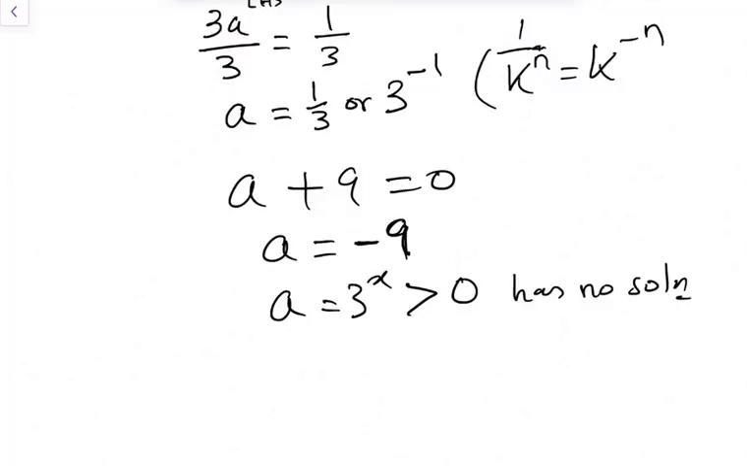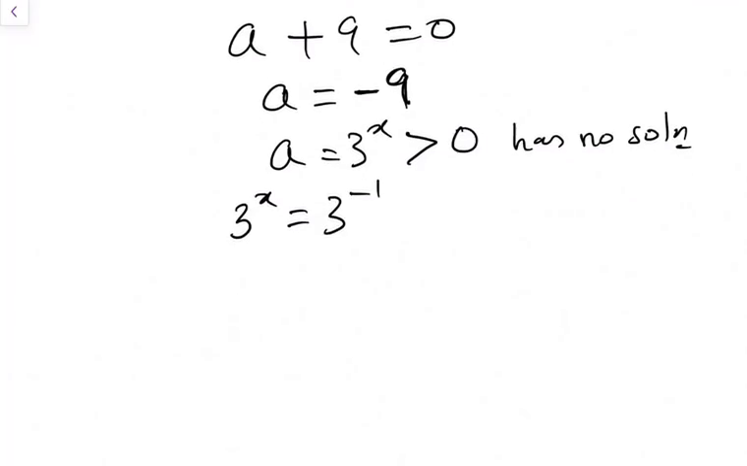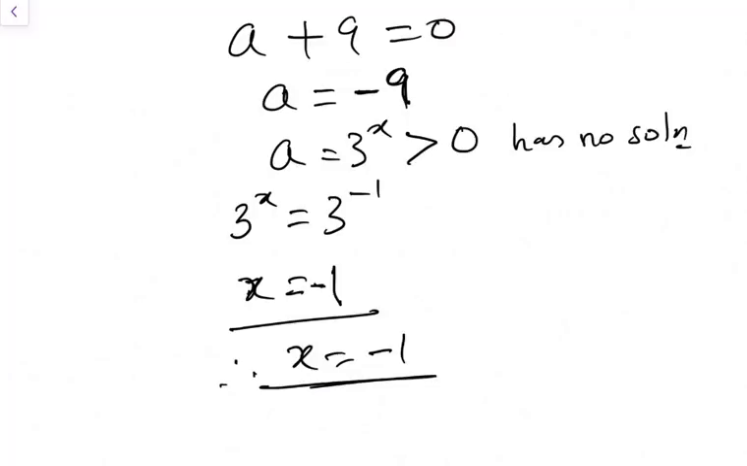But let's go back to the first one, which is a 3 raised to power x equals to 3 raised to power minus 1. So from here, we have x equals to minus 1. So therefore, the value of x is equals to minus 1. So that is the only value.